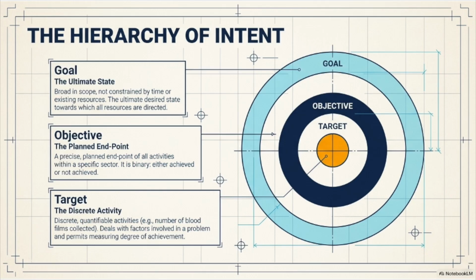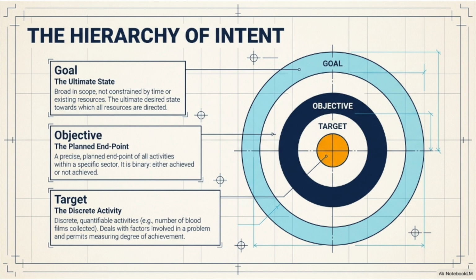Once needs and demands are understood, planning moves into what can be called the hierarchy of intent. At the top is the goal, which is the ultimate desired state, broad in scope and not constrained by time or existing resources. Below that is the objective, which is a precise, planned endpoint of all activities within a specific sector. An objective is binary in nature, meaning it is either achieved or not achieved.